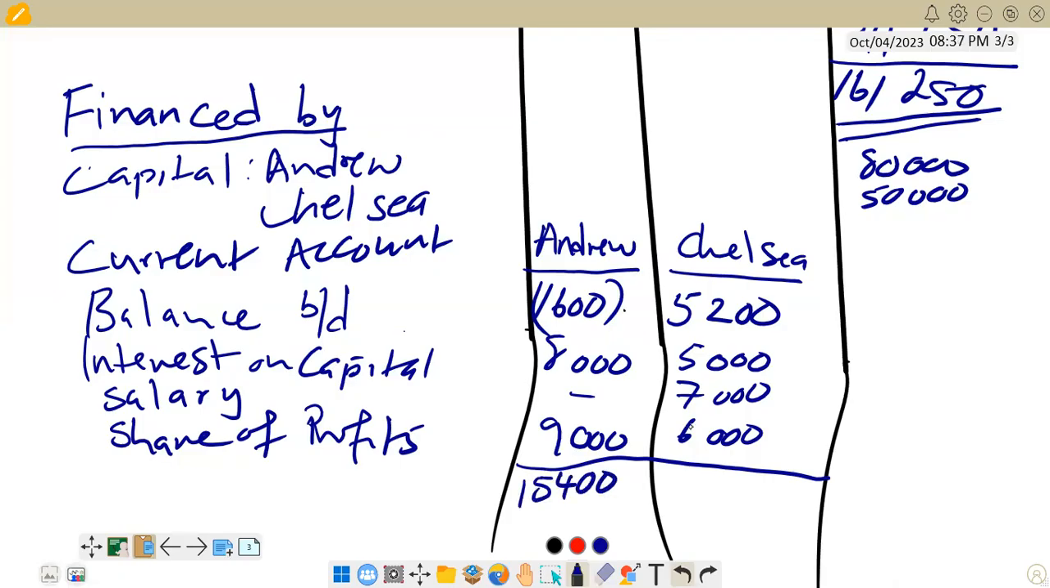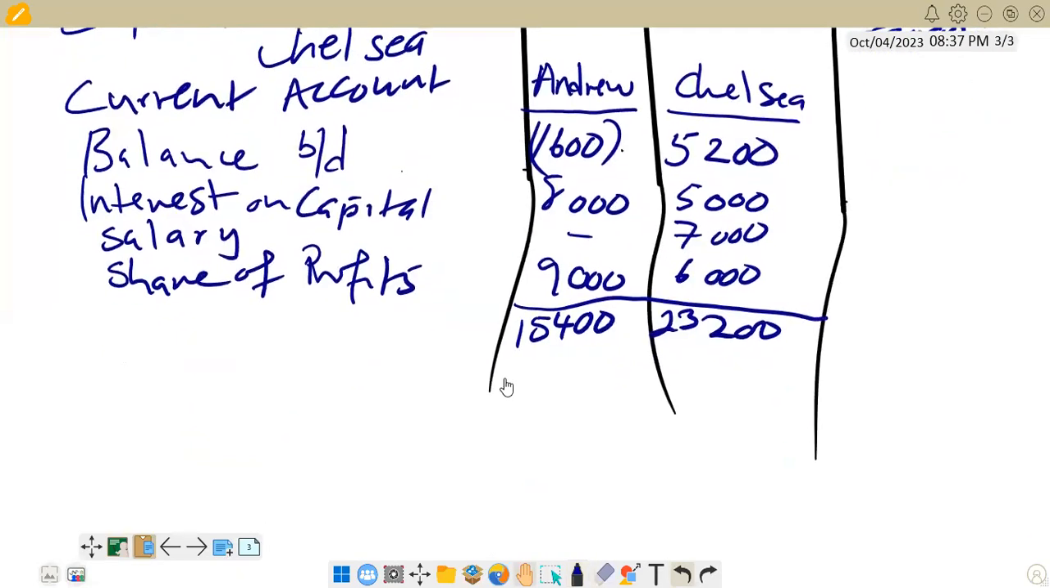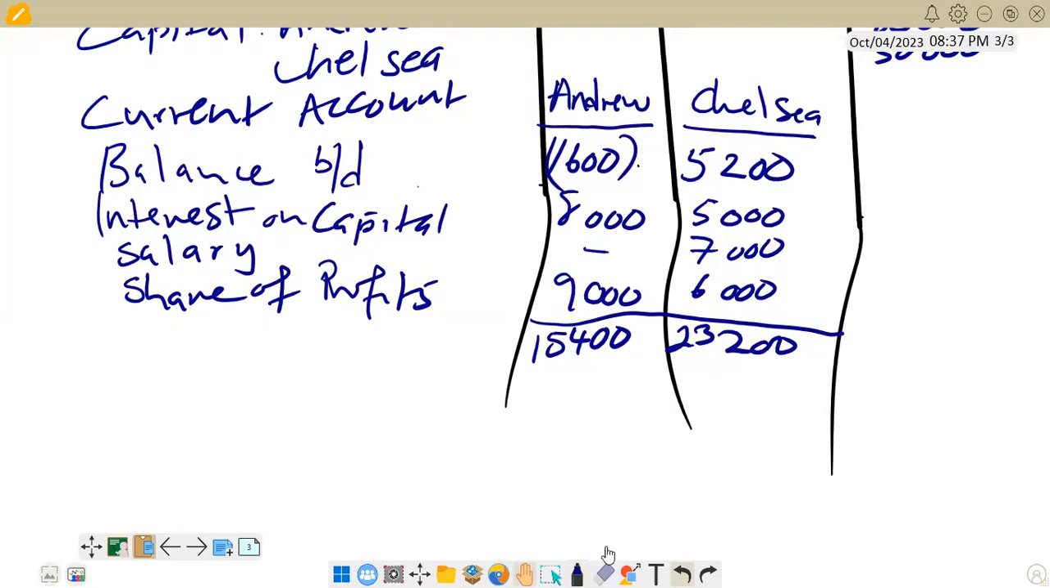So here we've got 15,400. And then we go to Chelsea, on the Chelsea column, we've got 5,200, we add 5,000, we add 7,000, we add 6,000. So if you do that, we are supposed to get 23,200. So you have 23,200 here. Then we try to go up there to accommodate everything. Right, that's what we have there. Let's put down our lines so that we accommodate everything.